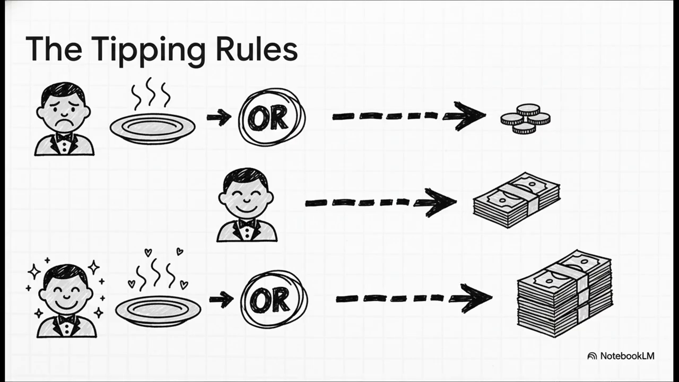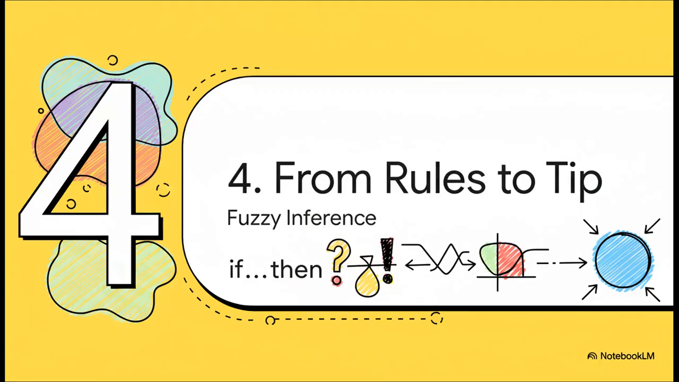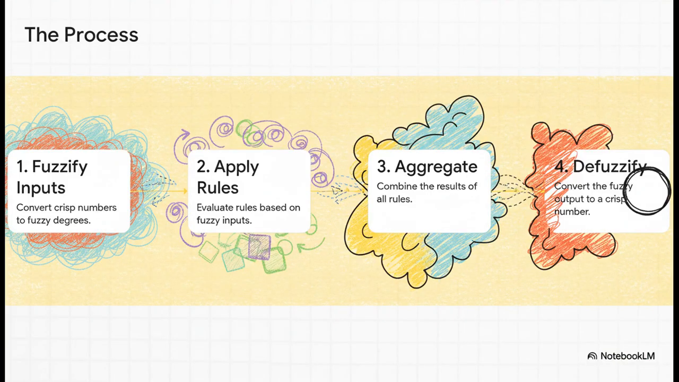Simple if-then statements that connect our inputs, the service and the food, to what we want to get out, which is the tip. Okay, so we've got our inputs mapped out and we've got our rules. But how does the system take all this fuzzy information and actually land on one single number for the tip? How does that work? Well, it's a 4-step process.